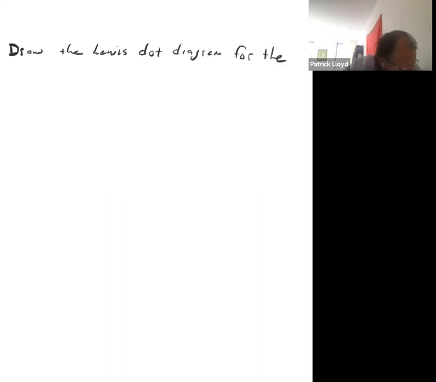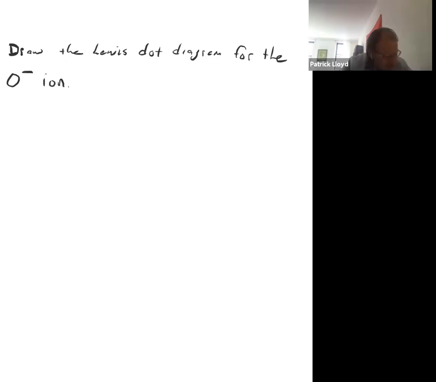So draw the Lewis dot diagram. They call it Lewis dot diagram. Typically we call it Lewis dot symbols, but they call it Lewis dot diagram for the oxide ion. Okay, so draw the Lewis dot diagram for the O negative ion. Okay, so here's what you do.